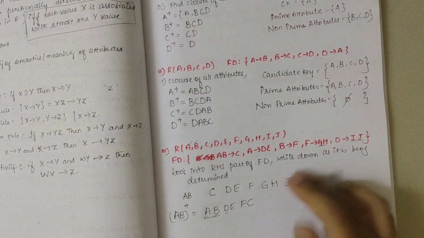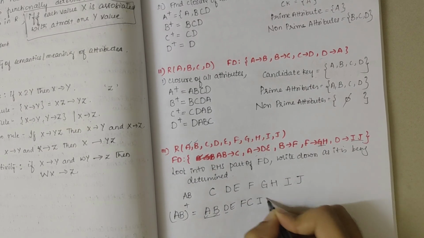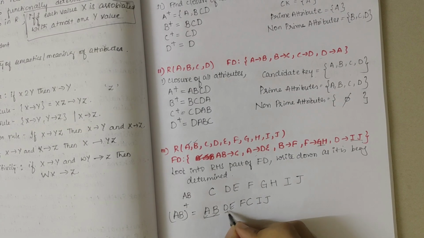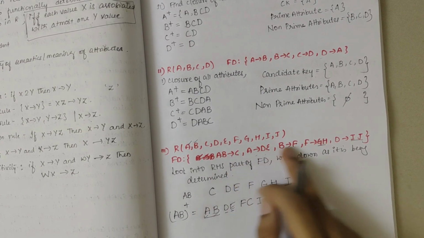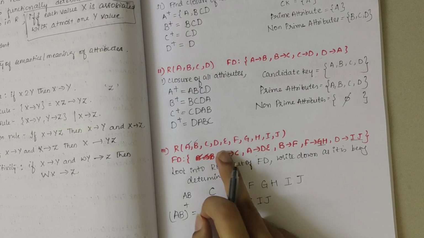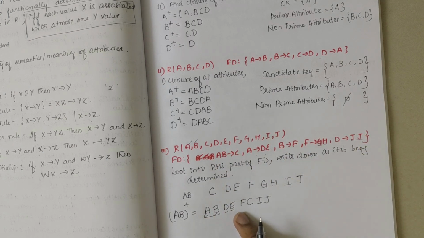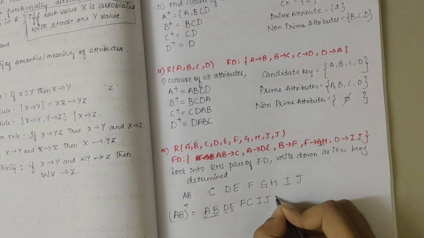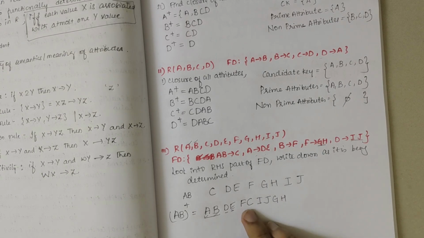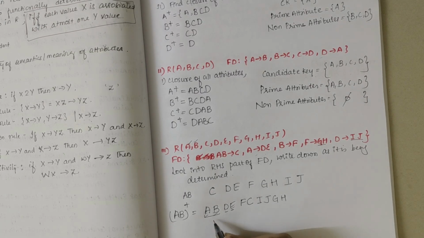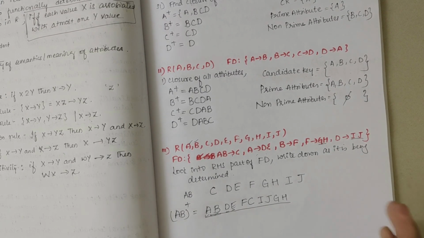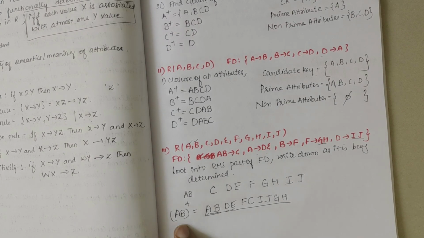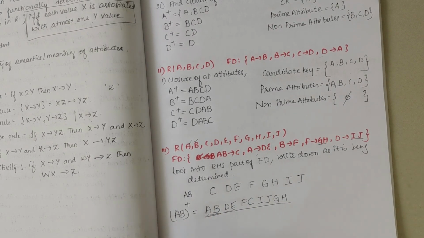Now let's move to D. D determines anything, D determines I and J. Okay. And then E determines anything? No. Combination of DE? No. F determines anything? F determines GH. So I'll write GH here. C determines anything? No. I determines anything? No. J also no. G? No. H? No. So I have written all the possible closures for AB.